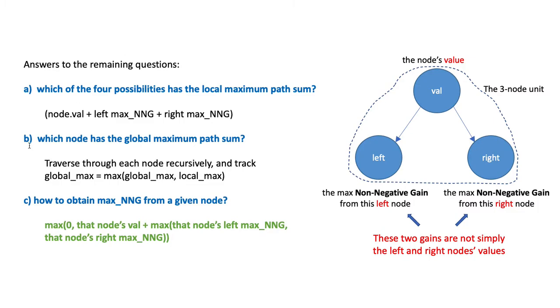Number 2, which node has the global maximum path sum? To answer the question, we'll simply traverse through each node recursively and track the global maximum as the maximum of the global maximum and the local maximum. Number 3, how to obtain maximum non-negative gain from a given node? Well, the answer is here, and I will elaborate what it means in the next slide.